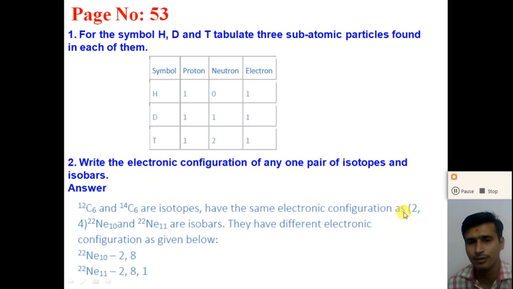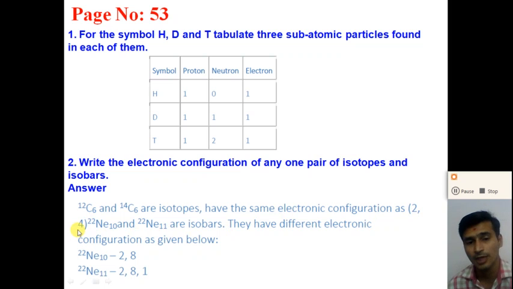They have the same electronic configuration, 2, 4, right? So in both the isotopes, the number of electrons is the same, the number of protons is the same, but the number of neutrons is different, right? So isotopes have the same electronic configuration. Here in carbon-14 and carbon-12, 6 electrons are there, and the electronic configuration is 2 electrons in the first orbit and 4 electrons in the second orbit, right?